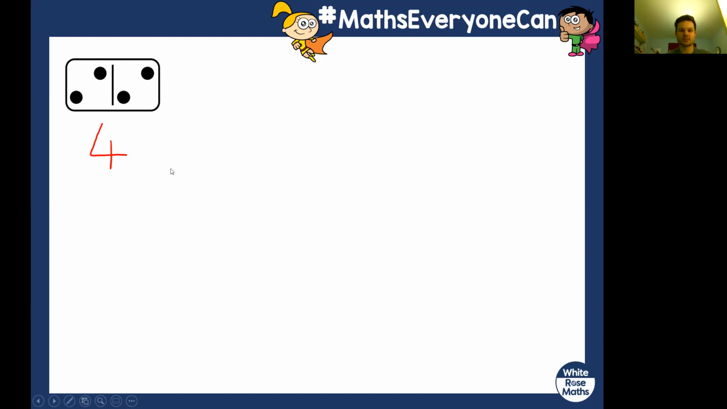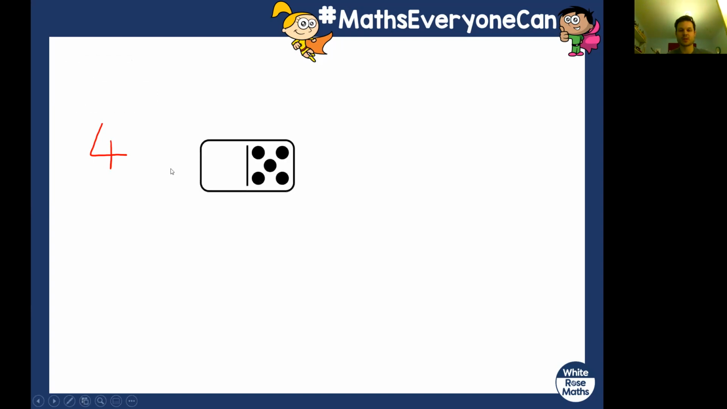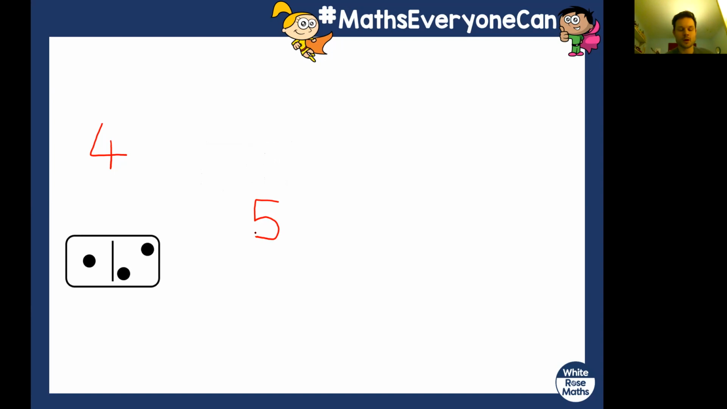Okay, next picture. How many have we got this time? Oh, now you may have seen that pattern before, maybe on a dice or even on a domino itself. And I wonder if you know it straight away. There are 5 dots. Okay, the next one we have, we've got 1 on one side and 2 dots on the other. So how many dots do we have all together on that domino? 2 and 1 together make, that's right, it makes 3.